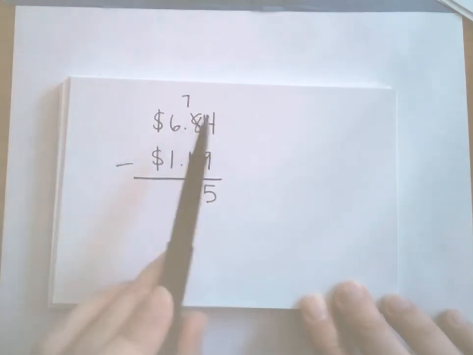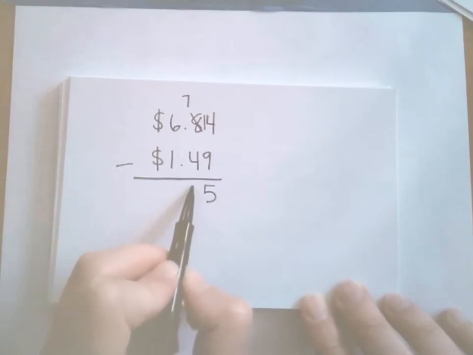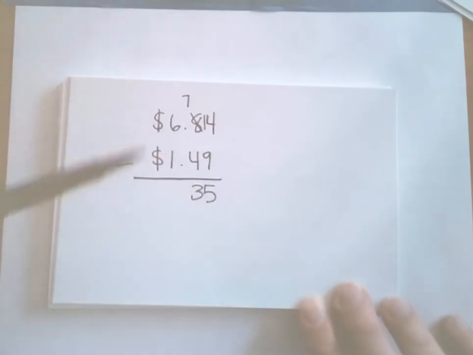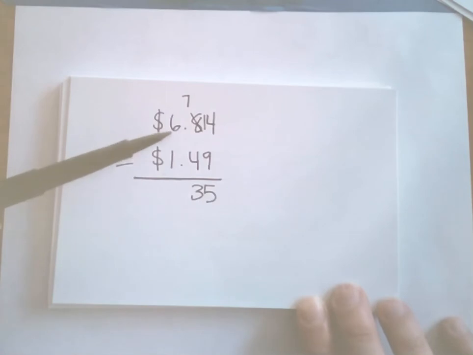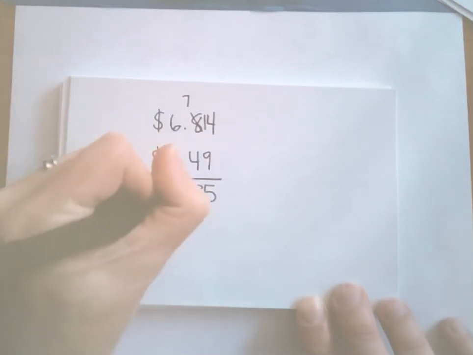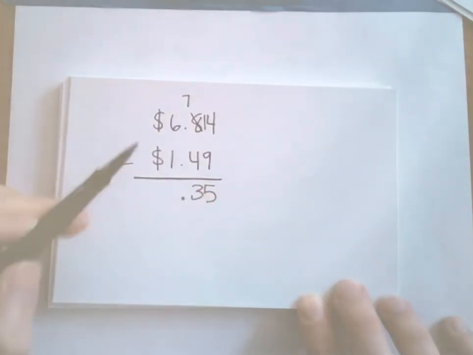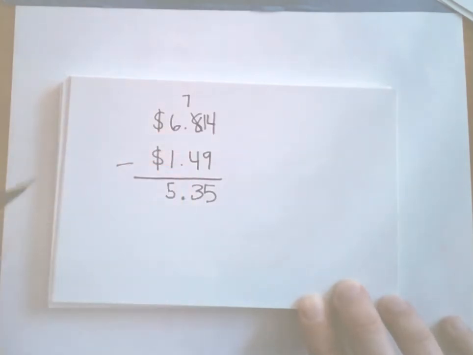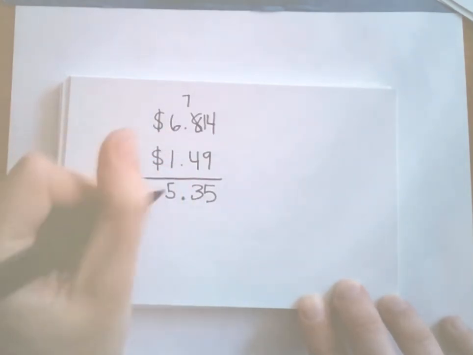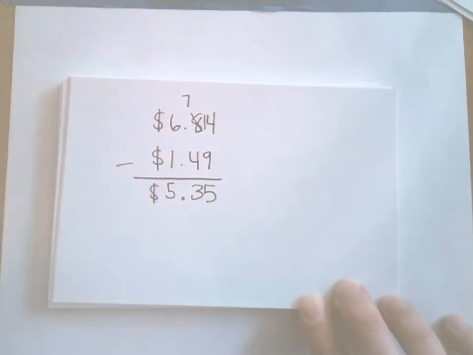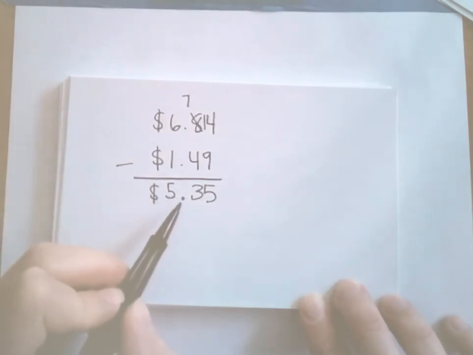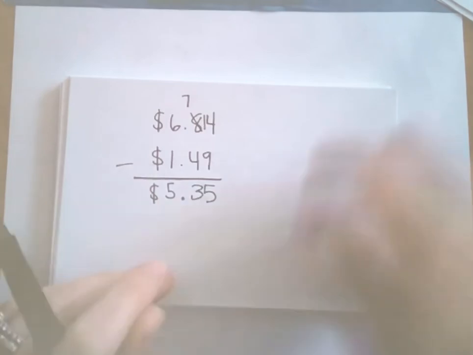I'm going to continue on. 7 minus 4, I can do it. I will get 3. Then my next step, what is it? Good. Decimal point. Because if you don't, you will be wrong. 6 minus 1, I'm going to get 5. And then dollar sign. Don't forget, decimal point, dollar sign.